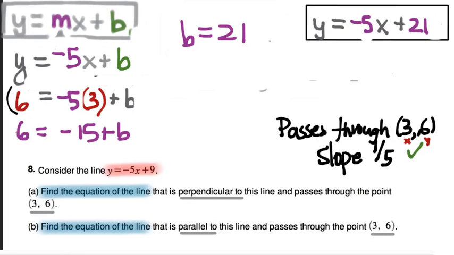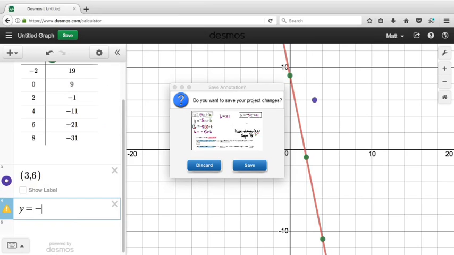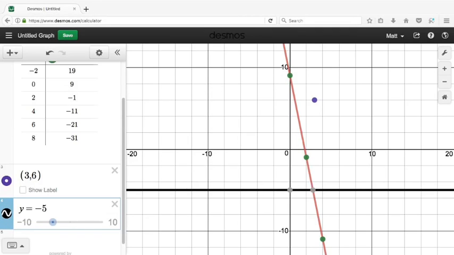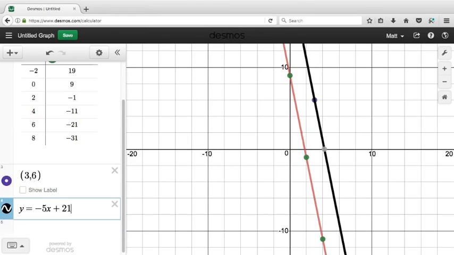Let's put that into the graphing tool also just to make sure that we got what we were looking for. Y equals negative 5x plus 21. Yep, sure enough, the line that we just found indeed looks parallel, right? It goes in the same direction as the original red line.